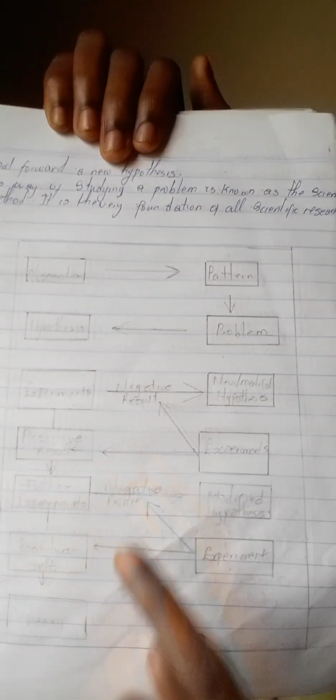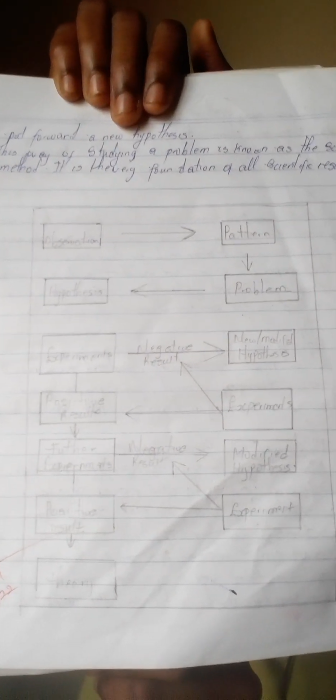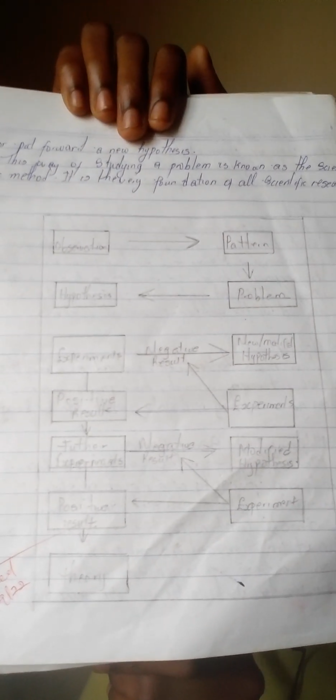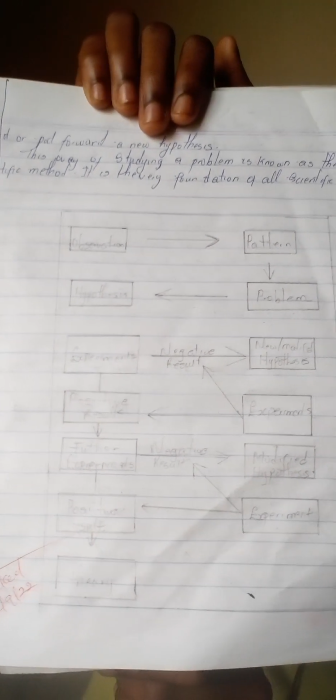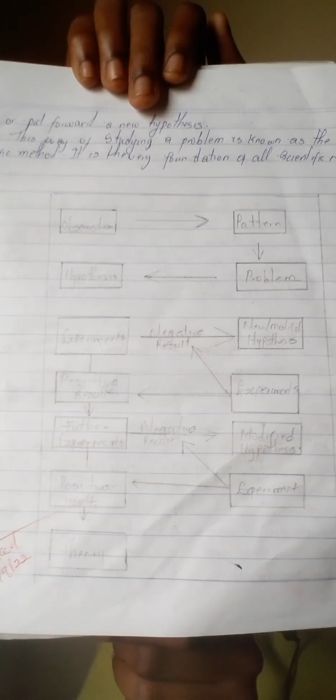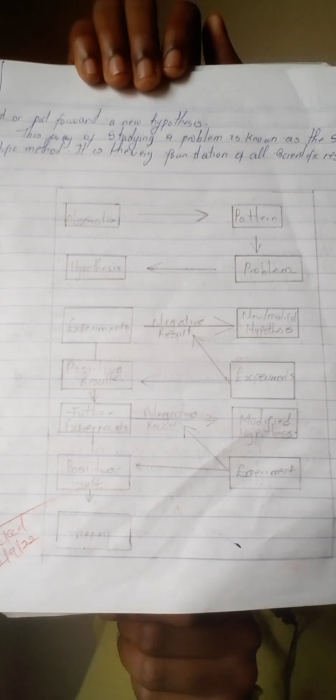From a given set of observation, it leads to a pattern, then a problem, then the experiments, and if it gives a negative result, it goes another way. So I hope you've all seen it very clearly now. So let me now explain everything about that table. From a given set of observation, it leads to a certain pattern. They see a certain pattern. This often leads to a problem which they try to solve.